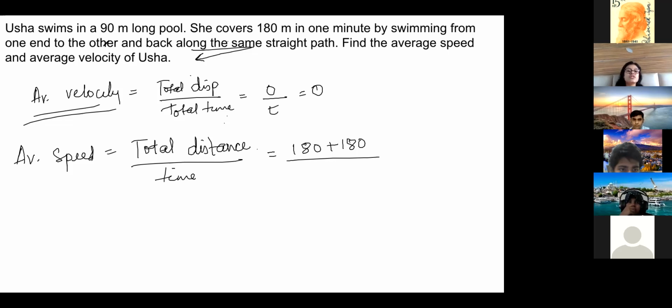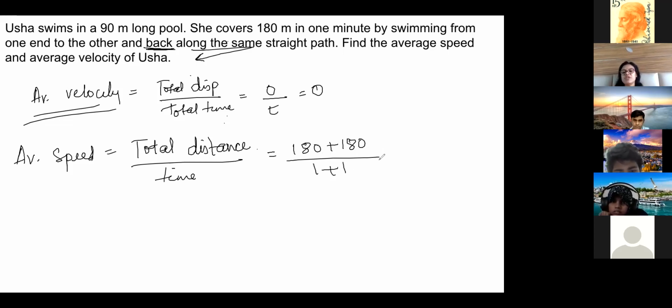Okay, it is not returning. The question is not coming back. Huh? I thought the question is coming back. So one end to the other and back. Oh yeah, back is written now. Back along the same straight path. Okay. So 180 plus 180, 180 meter in 1 minute.